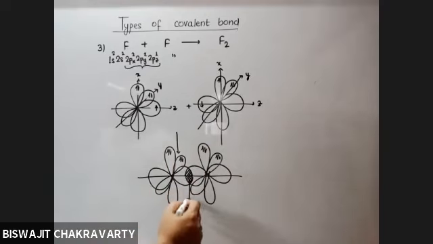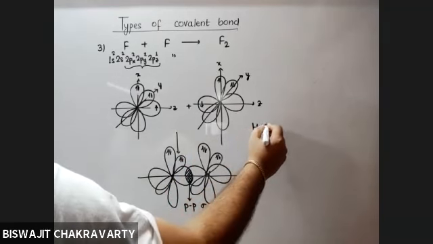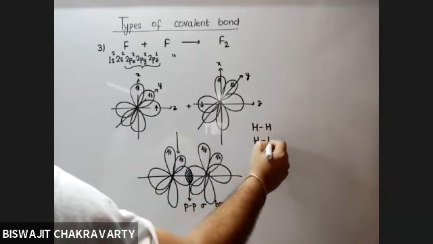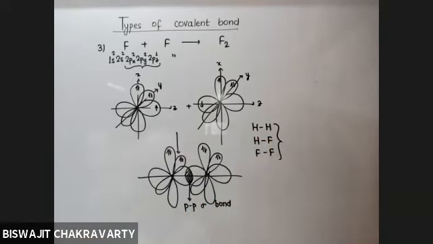So this type of bond is again a sigma bond, but what kind of sigma bond is it? It is a pp sigma bond. The overlapping is taking place between two pz. So hence in all the three cases, whether it is hydrogen single bond hydrogen, hydrogen fluorine, or fluorine fluorine, all of them are sigma bonds. So single bonds are always sigma bonds, but obviously the nature of the sigma bond is different.